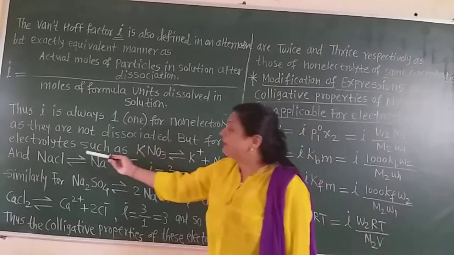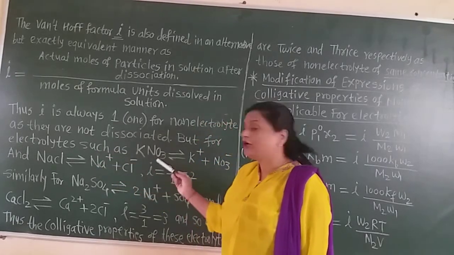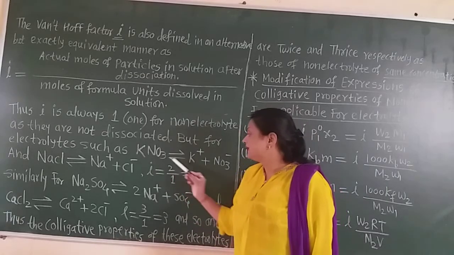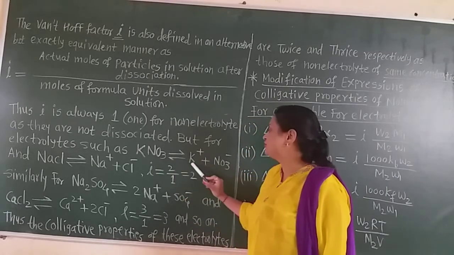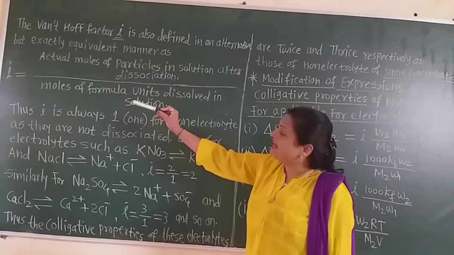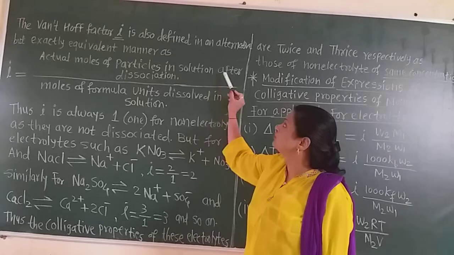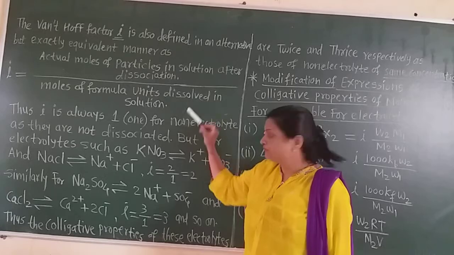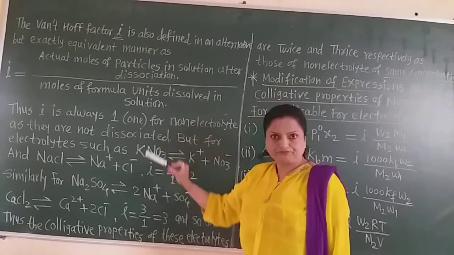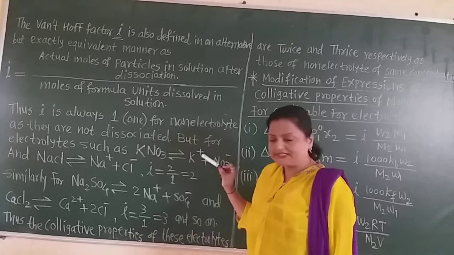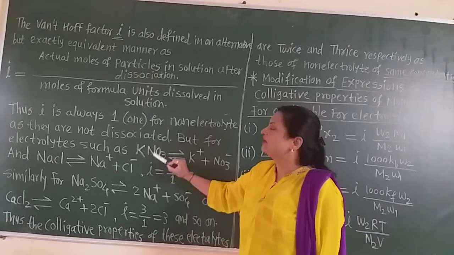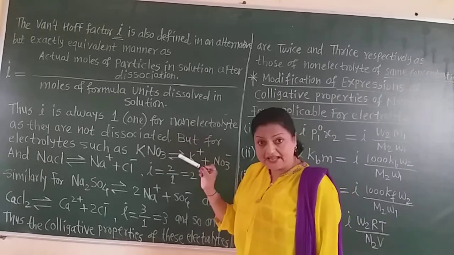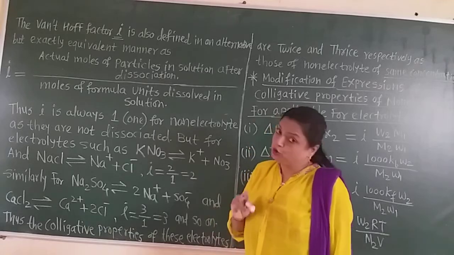But for electrolytes such as KNO3, now how does KNO3 dissociate in water? As K+ and NO3-, that means 2 ions are there. So here i is equal to actual moles of particles in solution after dissociation, which becomes 2, and moles of formula unit. Now suppose this is 1 mole. For 1 mole, 2 ions after dissociation and the formula unit is 1. So 2 divided by 1 becomes 2. So the value of i for this KNO3 is 2.